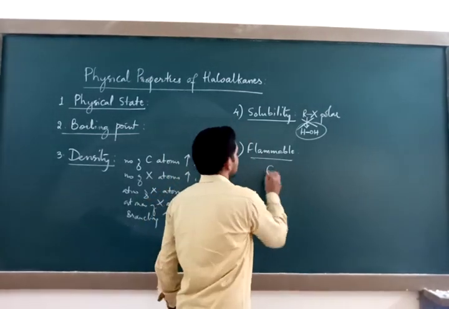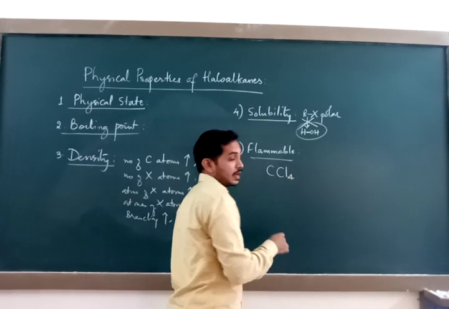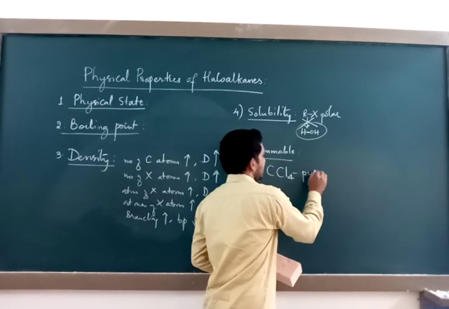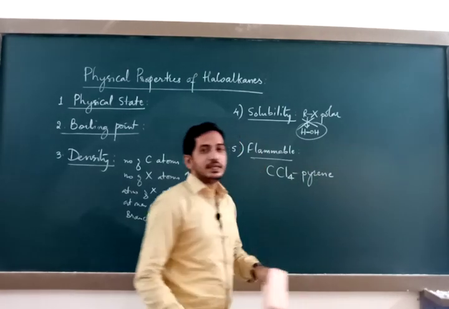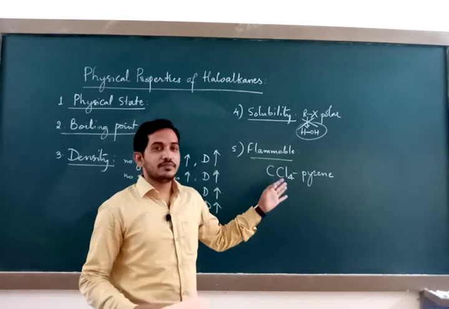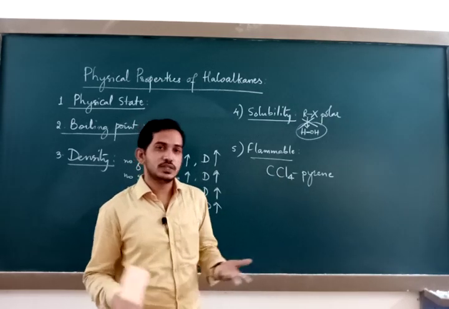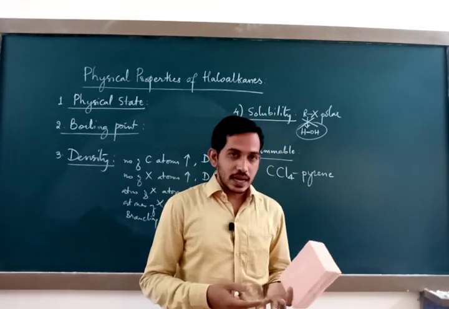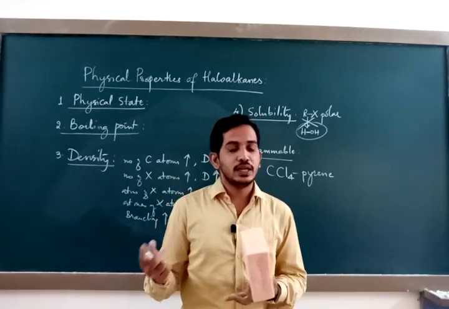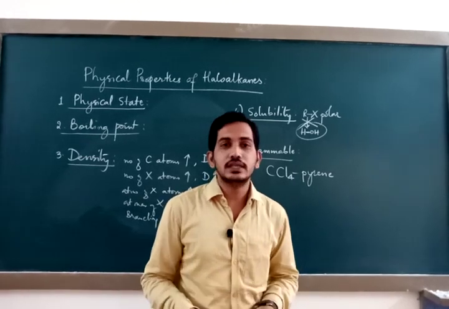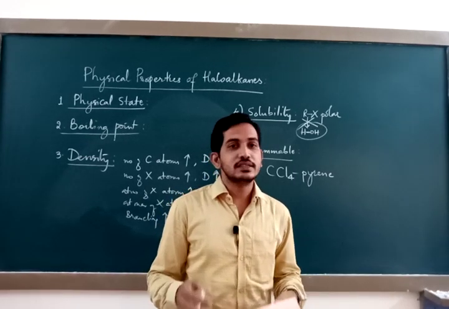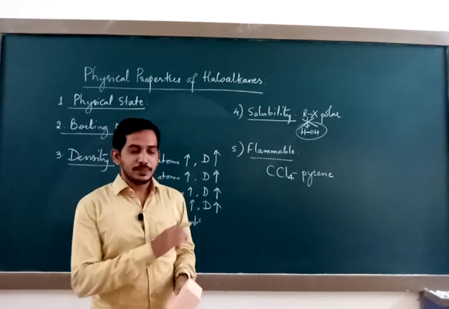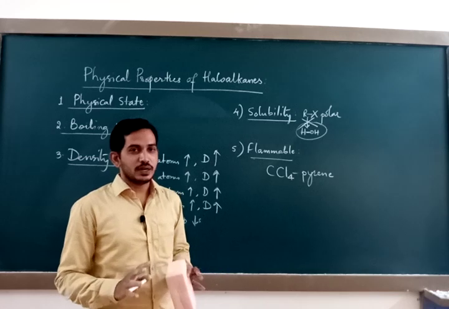For this reason, there is a very popular haloalkane, carbon tetrachloride, which is available in the market in the name pyrene. This is used as a fire extinguisher. What is a fire extinguisher? We all know. It douses the fire. So, haloalkanes are less inflammable when compared to their corresponding hydrocarbons. For this reason, they are used as fire extinguishers. One popular example is carbon tetrachloride. This becomes the 5 physical properties of haloalkanes.